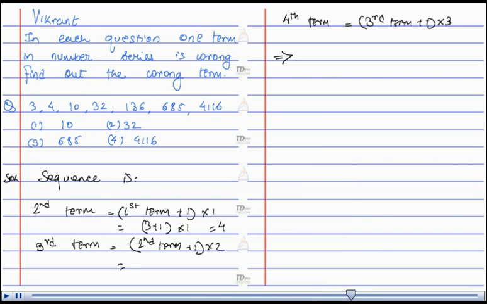In the third term we have obtained as second term, that is 4 plus 1 into 2, that is 10. In the fourth term we have observed that it is third term, that is 10 plus 1 into 3. In this case it is 33, but as per the question it is coming as 32. So we can say that this is the term which is wrong in the series. So the answer turns out to be second.